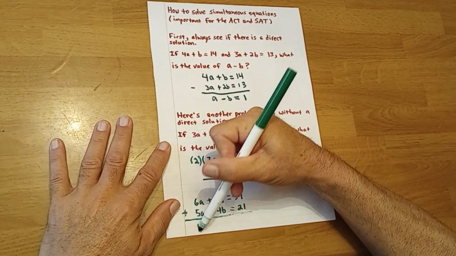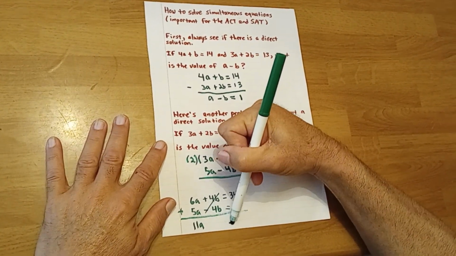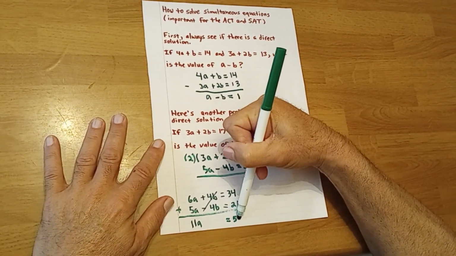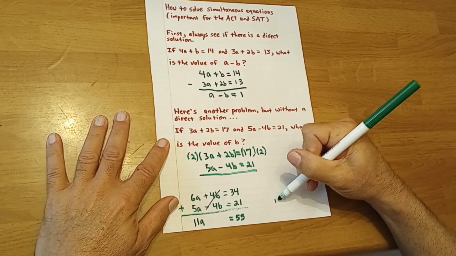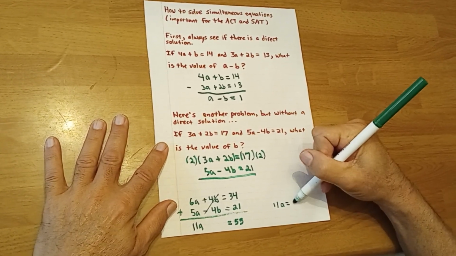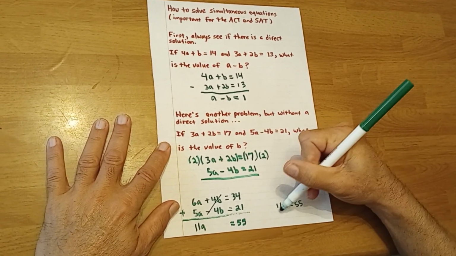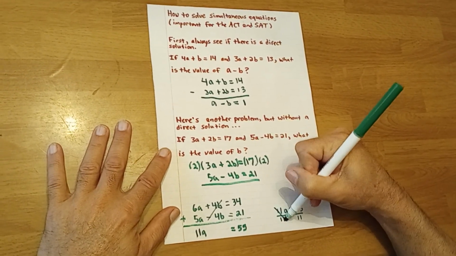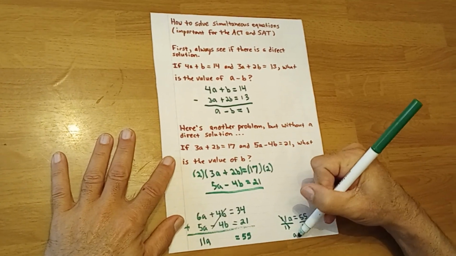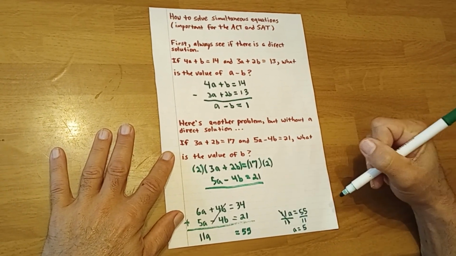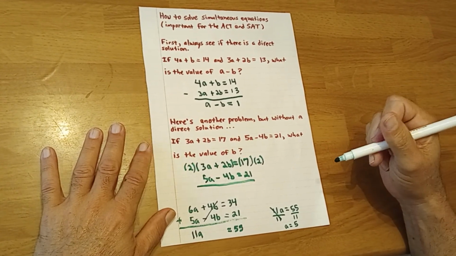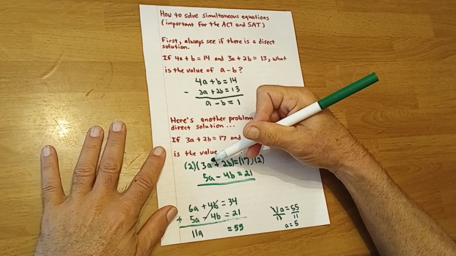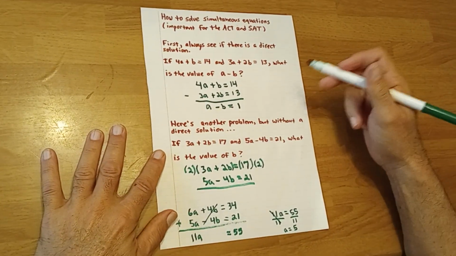6a plus 5a is 11a equals 34 plus 21 is 55. Okay, if 11a equals 55, we simply divide both sides by 11. The 11's cancel, and we get a equals 5. Okay, if a equals 5, now we can find the value of b. All we need to do is plug it in to one of the equations here, okay?